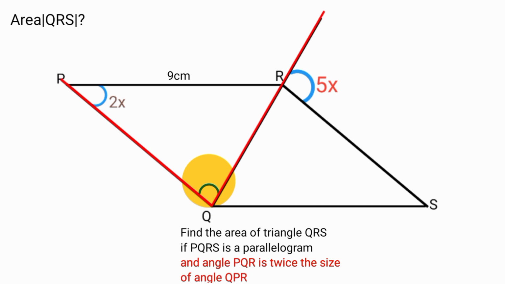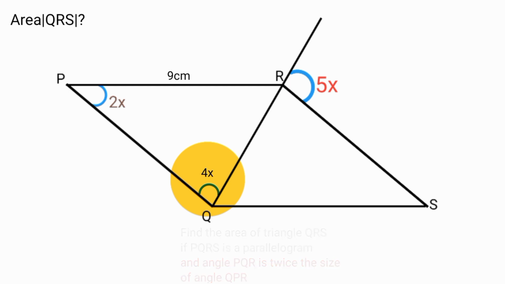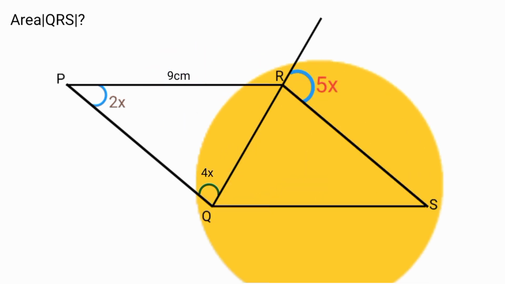Here, this angle PQR is twice the size of this angle QPR. So since this is 2x, this must be equal to 2 times 2x, which equals 4x. And we can see here, this side PR is 9 centimeters in length. So how can we find the area of triangle QRS?